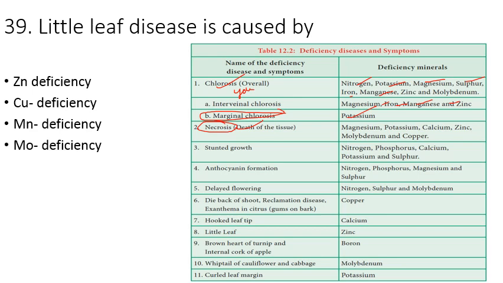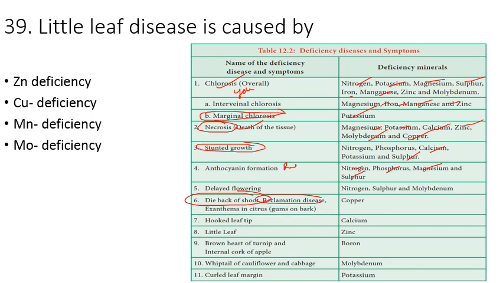Necrosis is the death of tissue which leads to the formation of black spots. This occurs due to deficiency of magnesium, potassium, calcium, zinc, molybdenum, and copper. Stunted growth is due to deficiency of the main minerals, NPK. In addition to this, it is also shown by the deficiency of calcium and sulfur. Then we have anthocyanin formation, which leads to reddish coloration in the plant parts, due to deficiency of nitrogen, phosphorus, magnesium, and sulfur.